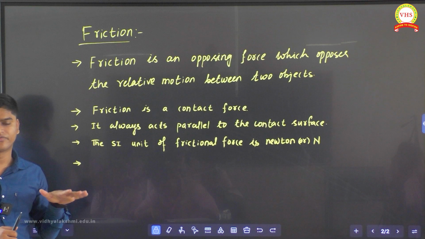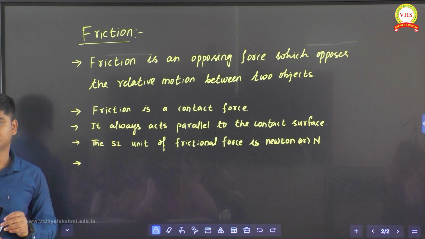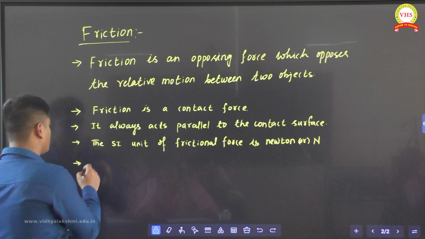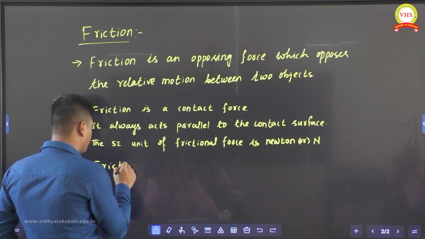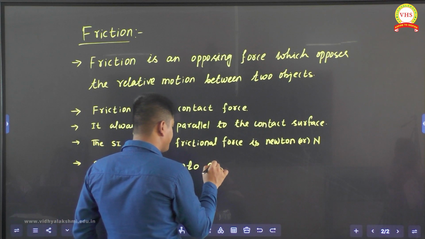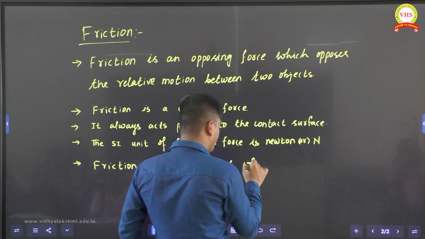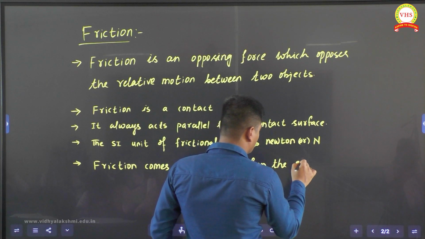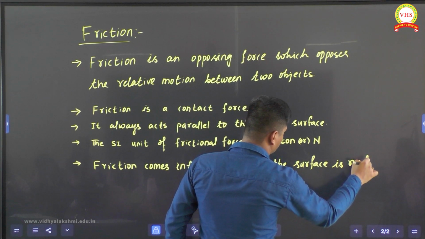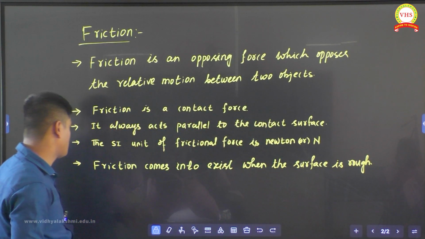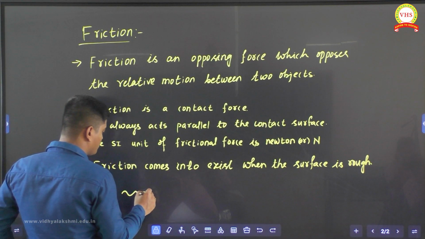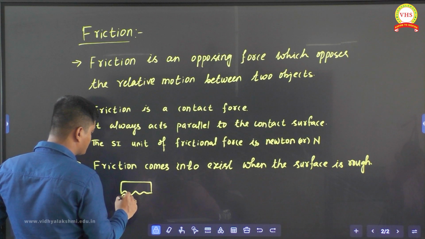When the roughness of the surface is there, at that time this friction comes into existence. Remember that. Okay, so write down: friction comes into existence when the surface is rough. Roughness of the surface is there. Surface is not smooth. If smooth surface, no friction.